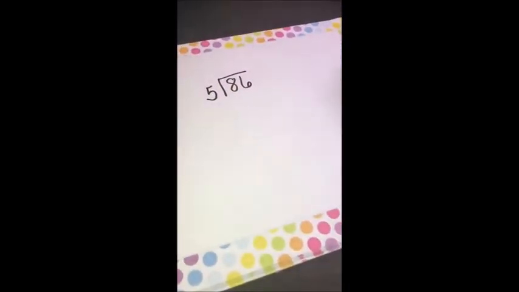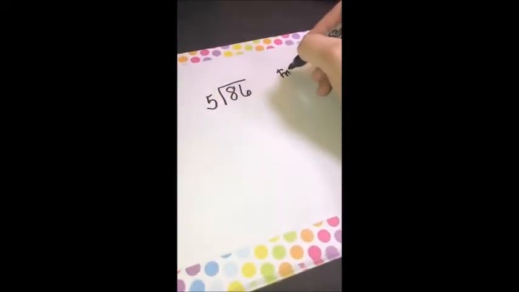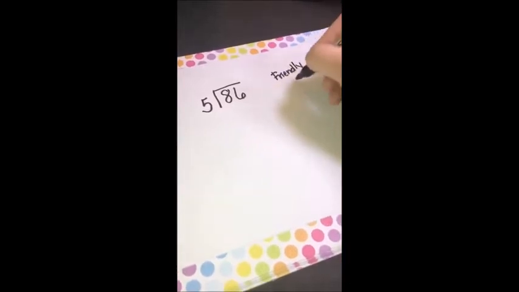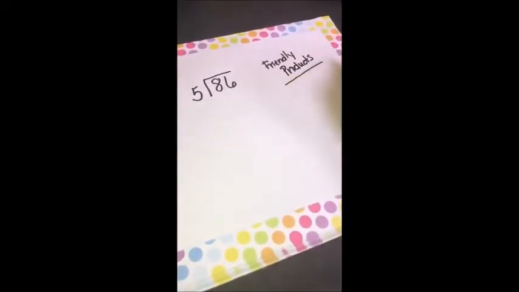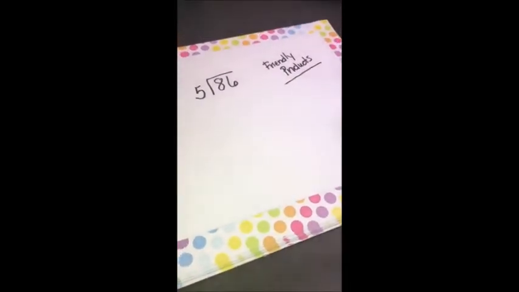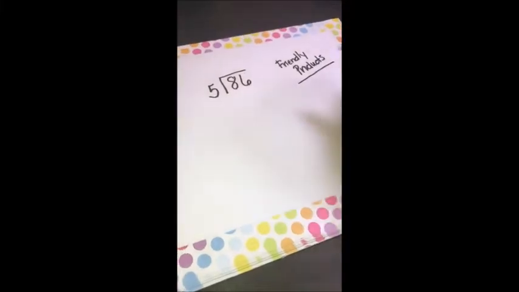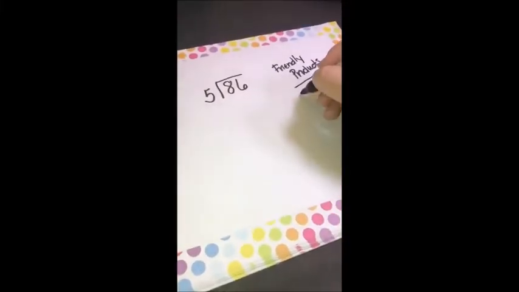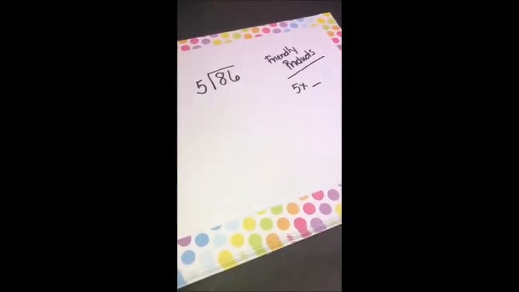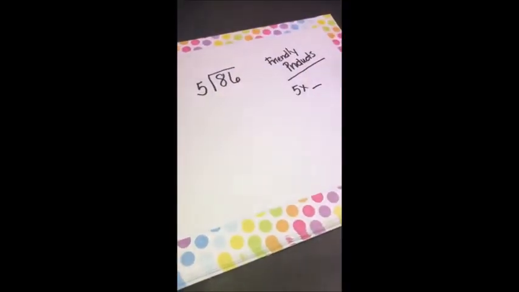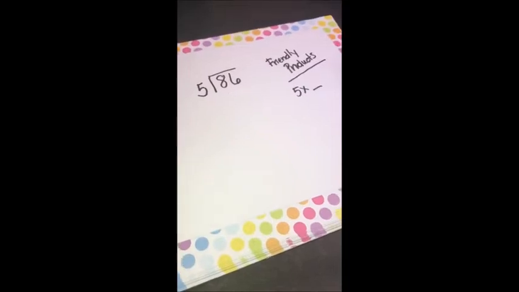5s are usually easy for us, but once again, we're thinking of friendly products. We call them friendly because these are the ones that we know. These are ones that should come fairly easily to us that are going to help us solve the problem. So in my head, I'm thinking 5 times what? 5 times what will get me close to 86? So ask yourself what you know.